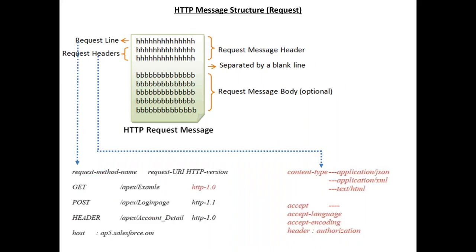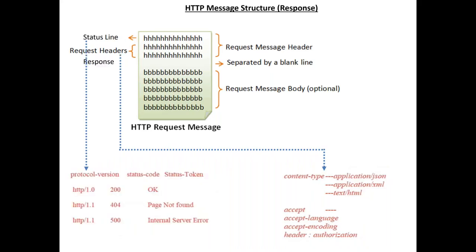The whole HTTP message is divided into two. The top one, the first one, is called the header area. Then there is a blank space. After the blank space, it's called the body area. The first line is called the request line when you're sending. When you're retrieving or receiving the data, we call it the response structure.